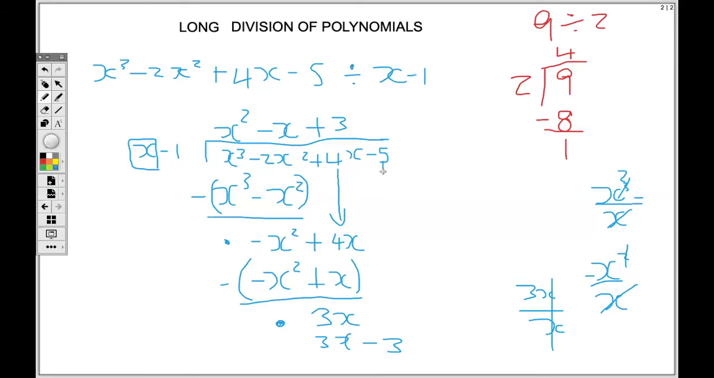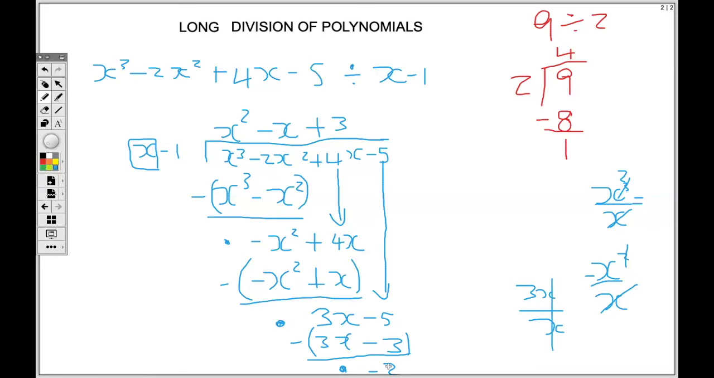Now this minus 5, I will be carrying it down. So we have minus 5, have my bracket, subtraction sign. Again, these two will always be 0. Negative times negative, that's positive. So we have minus 5 plus 3 to give us negative 2. So our remainder is negative 2. And this is where we will stop.